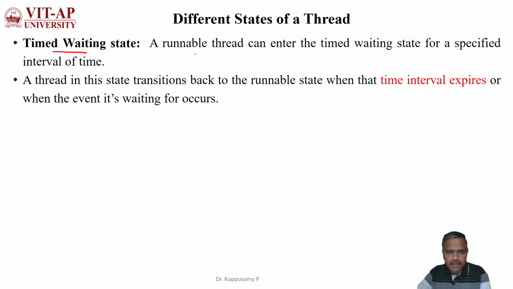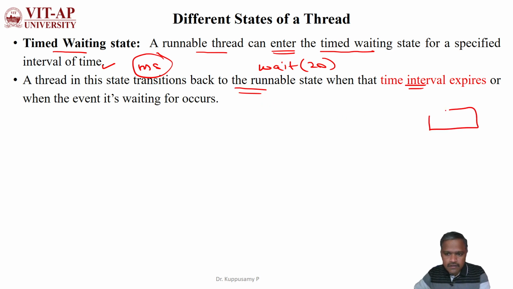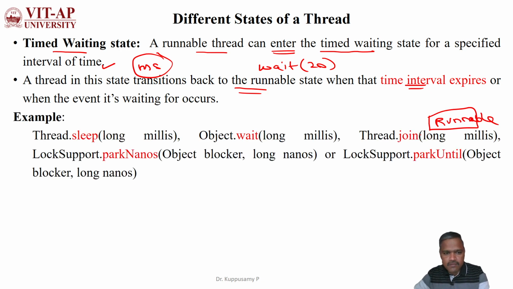The timed wait state represents that a runnable thread can enter the timed waiting state for a specific interval of time, in the form of milliseconds. A thread in this state comes back to the runnable state when the time interval expires. As I told you, wait for some time, say 20 milliseconds. After 20 milliseconds, the thread will automatically come back into the runnable state. Here some example methods are given.